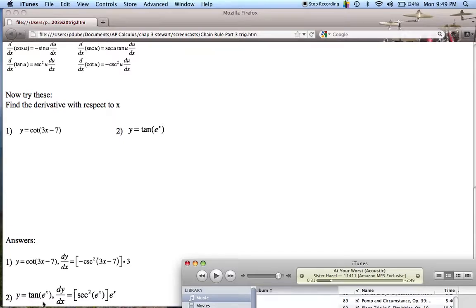For tangent of e to the x, the derivative of tangent is secant squared. I keep the argument the same, so it's secant squared of e to the x. Then I have to remember to multiply by the derivative of what's inside. That could be tricky because you're looking at it and kind of thinking you already did that because e to the x is its own derivative. But it's secant squared of e to the x times the derivative of e to the x, which is just another e to the x here.